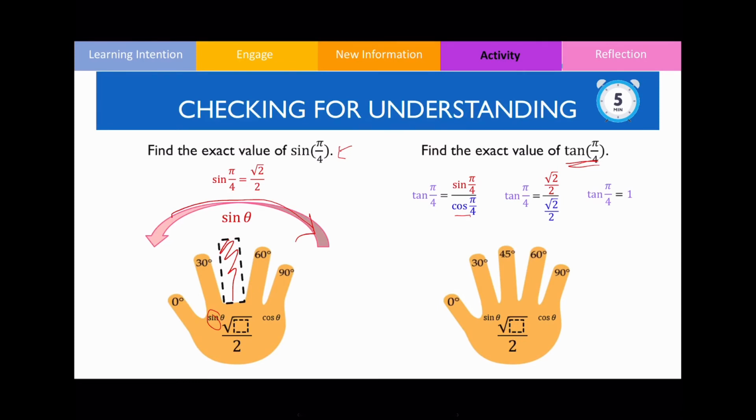Now, so far, I've shown you how to recall the exact values for sine, cosine, and tangent of common angles found within the first quadrant.